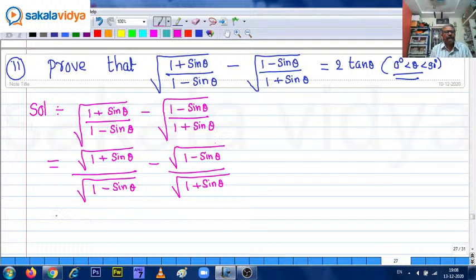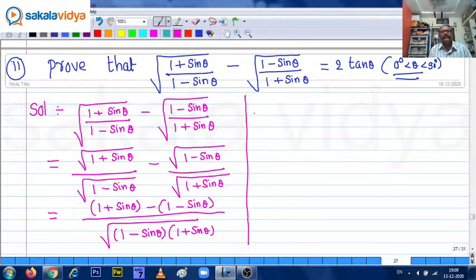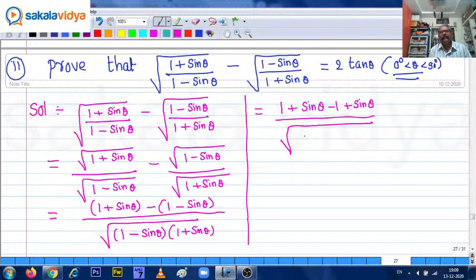Okay, now LCM. This is divided by this into this. That can be written root over 1 minus sine theta into 1 plus sine theta. But here this into this, 1 plus sine theta, but we have a negative sign. So minus of this into this, 1 minus sine theta. So this we can write like this: 1 plus sine theta, brackets of minus 1 plus sine theta, upon root of this, which will be 1 minus sine square theta, because a minus b into a plus b is a square minus b square. 1 gets cancelled. We have the formula 1 minus sine square theta equals cos square theta.